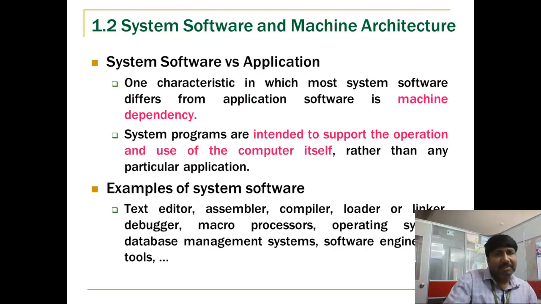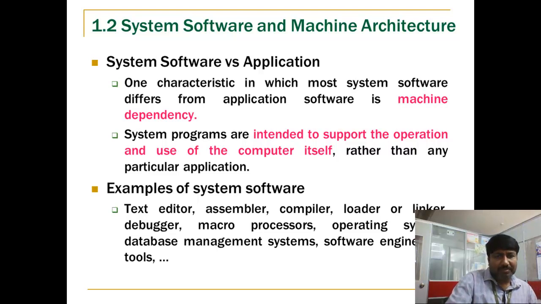What is the difference between system software and application software? It's very simple. One characteristic by which most system software differs from application software is machine dependency. So machine dependent, machine independent. Application software is machine independent. Based on that dependency, we will differentiate.